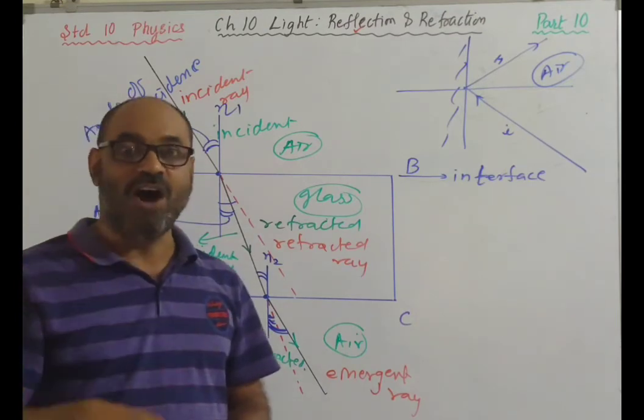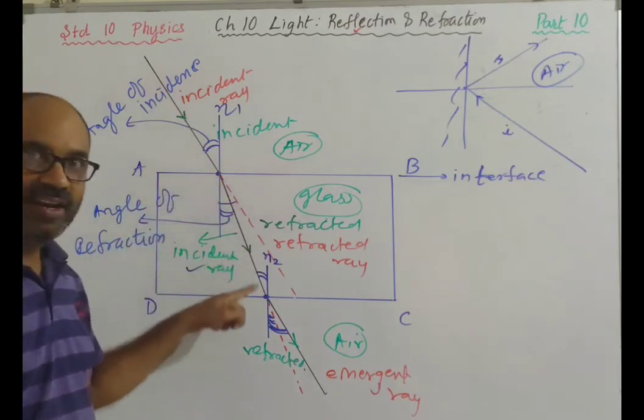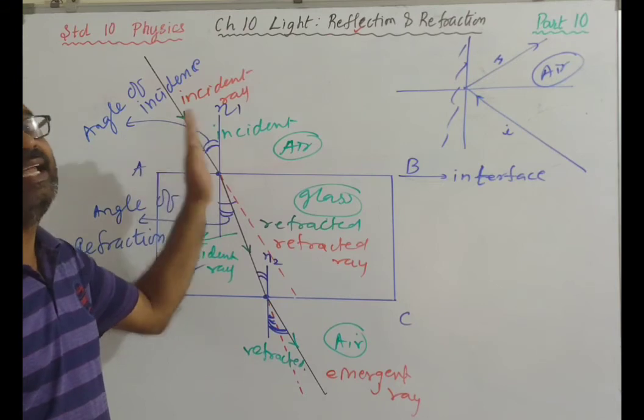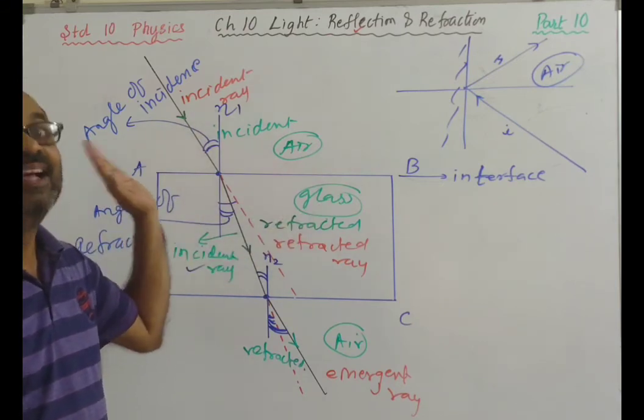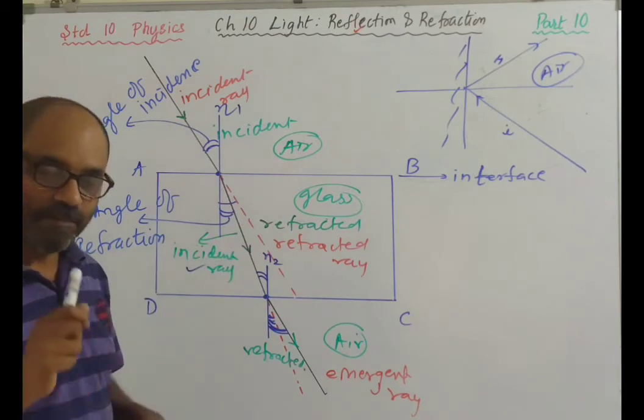So the first law of refraction of light: the incident ray and refracted ray lie on the opposite sides of the normal and in different media.